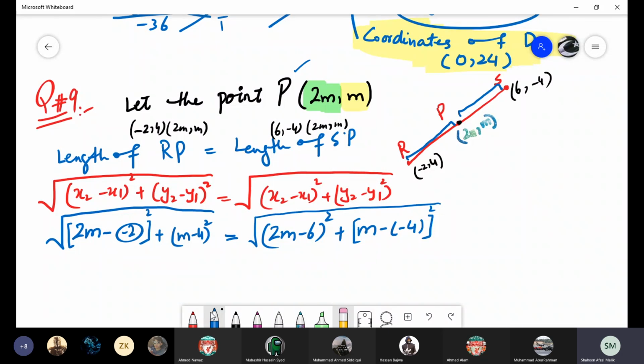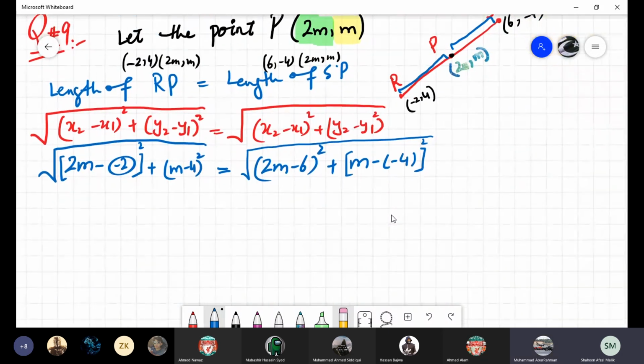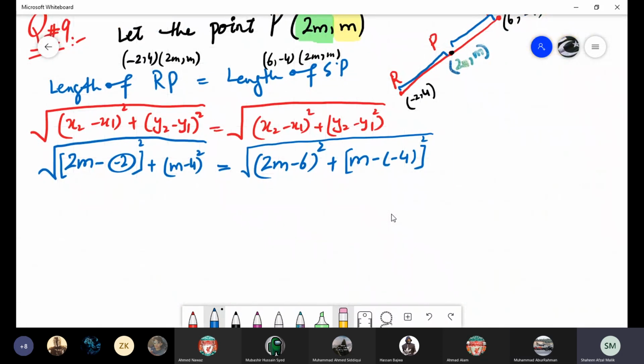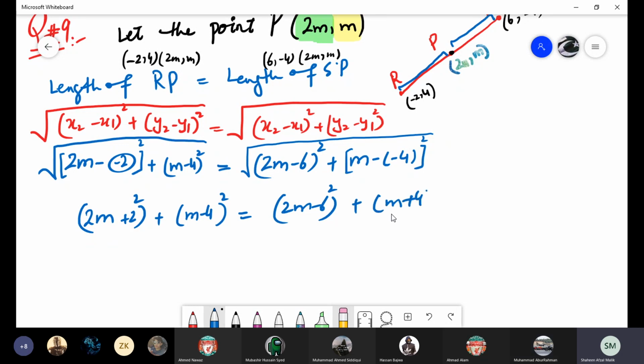Can we remove the square from both sides directly? Yes, ma'am, we know that by taking the square root, we can remove the squares. So it will be 2m minus 2 whole square plus m minus 4 whole square is equal to 2m minus 6 whole square plus m plus 4 whole square.